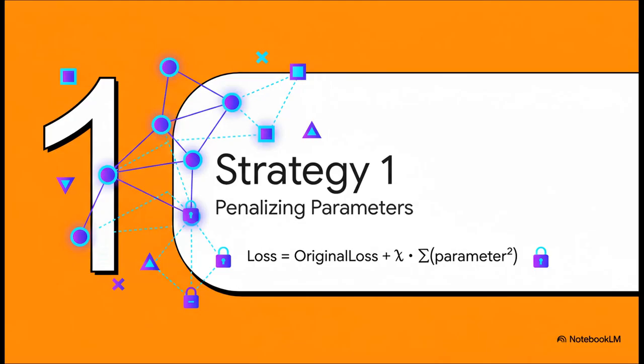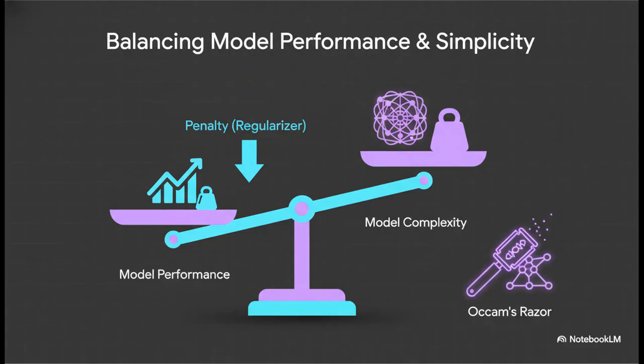So where do we start? Well, we start with what is probably the simplest, most intuitive, and often one of the most effective tricks in the entire book, early stopping. It's pretty much exactly what it sounds like. The idea is just so simple. While your model is training, you keep an eye on its performance on a separate validation set. That's data it isn't being trained on.